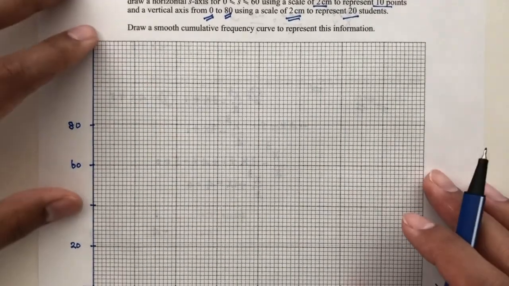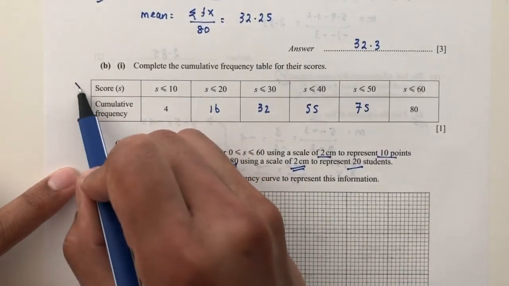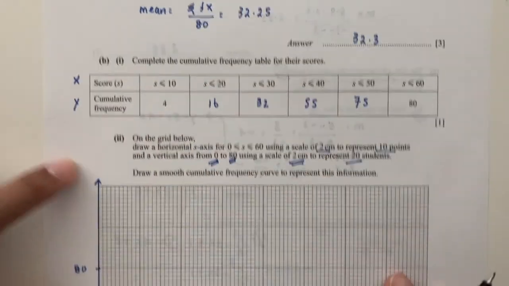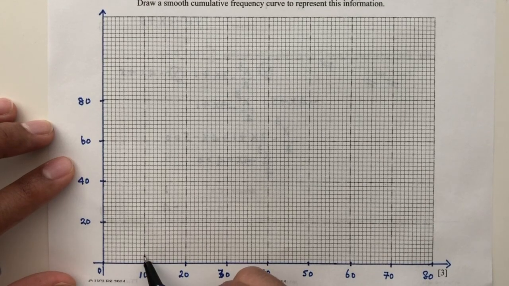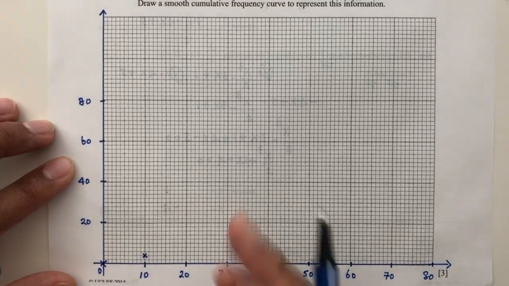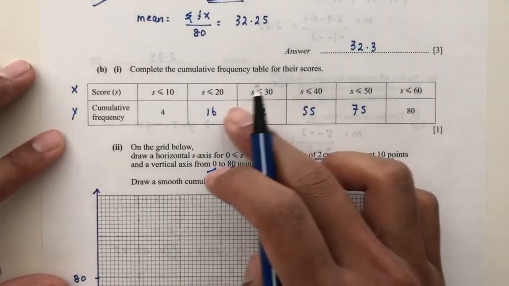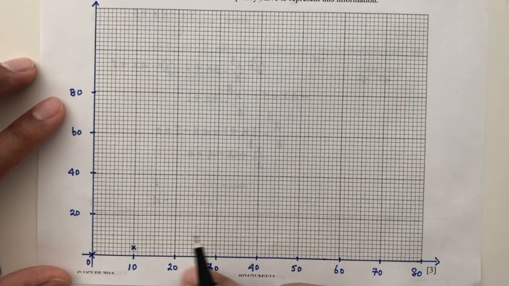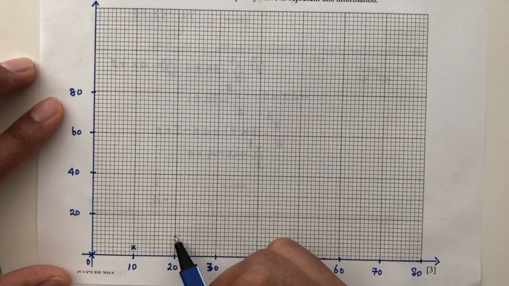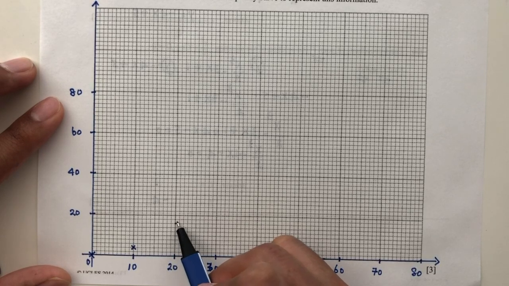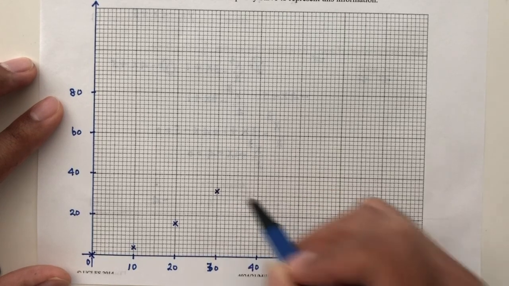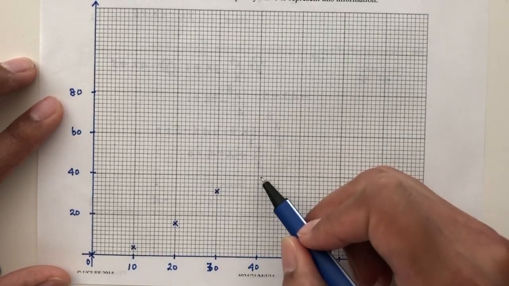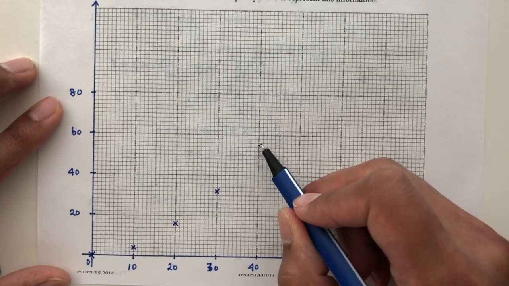Now let's plot the points. This is your x and y. So 10, 4 will be your first value, right here. You can always plot 0, 0. It's always the case, in this case at least. Then we have 20, 16. This is 10, and 16 will be 3 squares right here. And we have 30, 32, which is here. Then we have 40, 55, which is between 50 and 55.